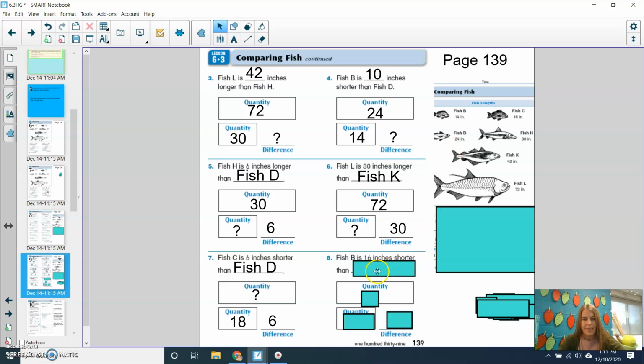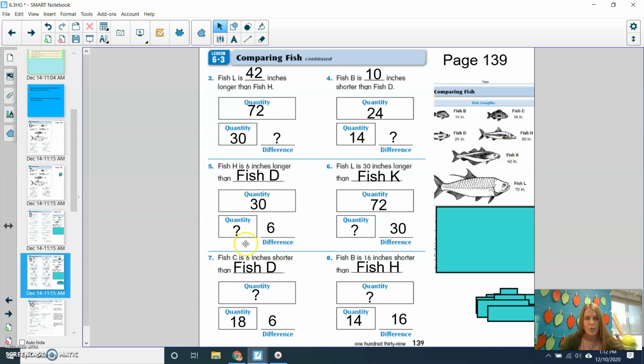Our last one, fish B is 16 inches shorter than which fish? So again, I'm solving for my larger quantity. And so fish B we know is 14 inches. We know the difference is 16, so I need to add 14 plus 16 to figure out that I should have fish H, because 14 plus 16 is 30, which is the same as fish H.